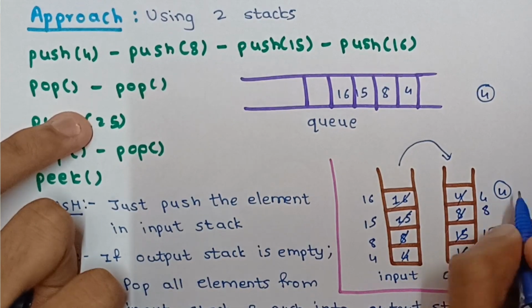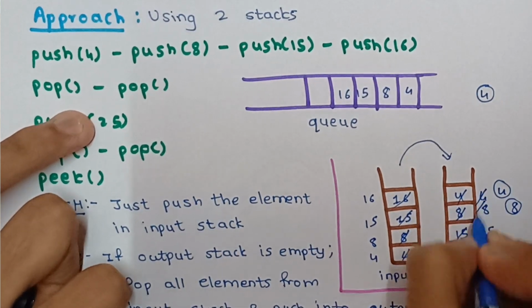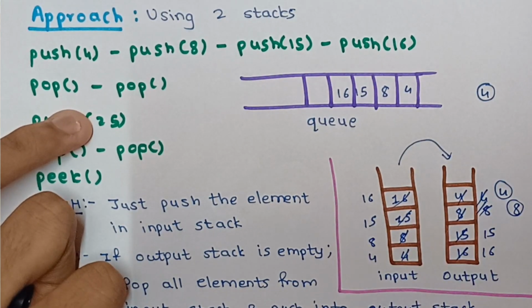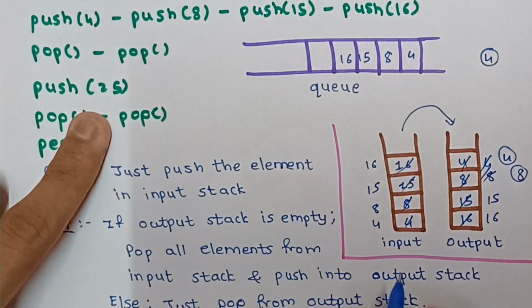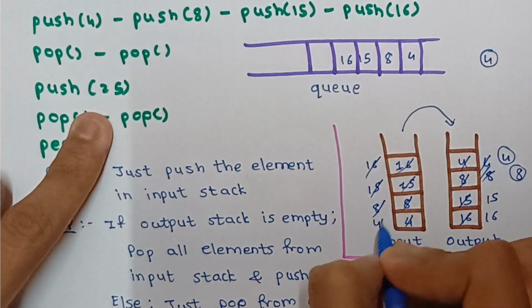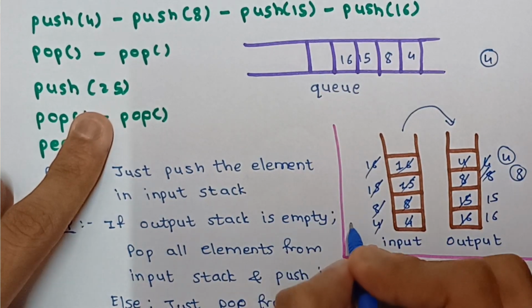After popping, 4 will be popped and 8 will be popped. Now the output stack consists only of 16 and 15. Again, we push 25. Okay, these are all popped and pushed into this stack. Now 25 is added in this stack.